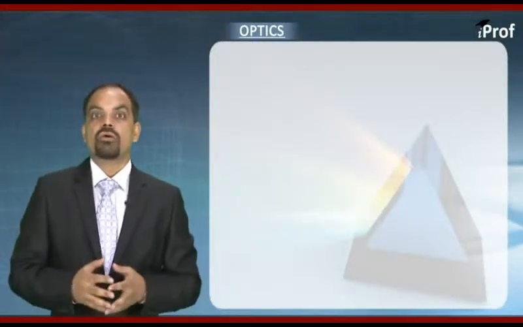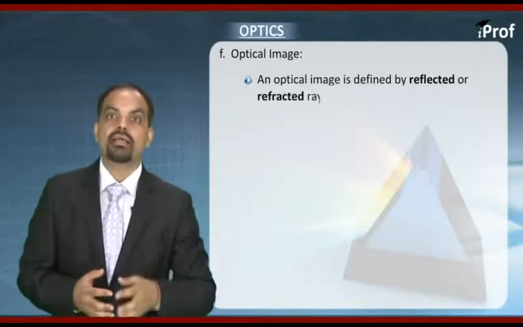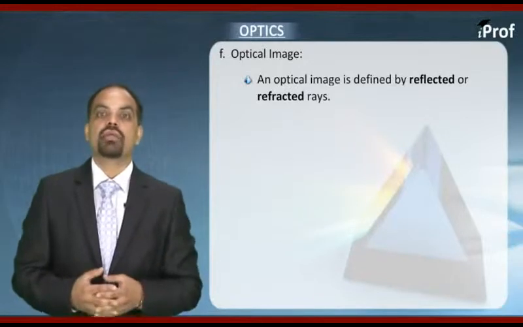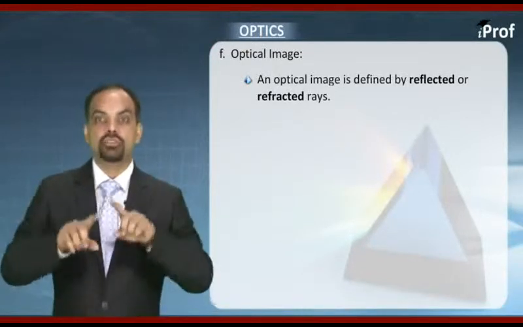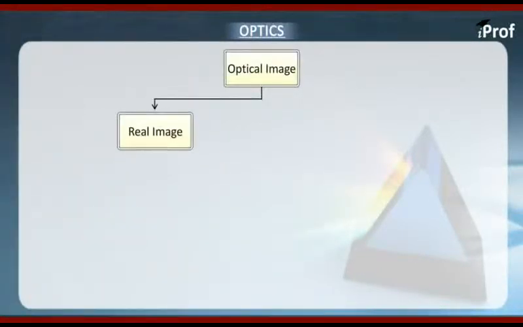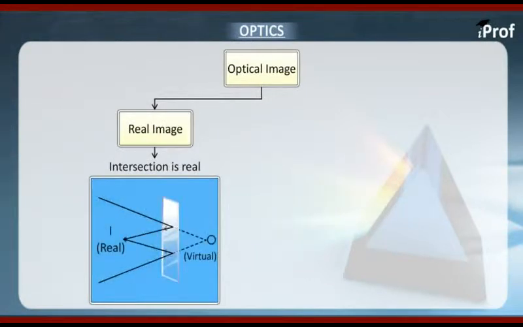Reflection or refraction. Right, now let's understand how we relate it. So I put it this way: an optical image is decided by reflected or refracted rays. Now again we classify this optical image into two categories. As you can see from the figure, that first category is the real image. Now how to decide whether it is a real image or not? Real image is formed by real intersection of reflected or refracted rays.